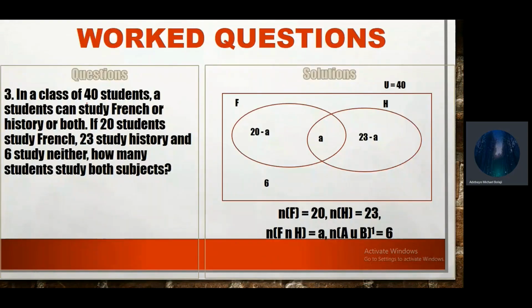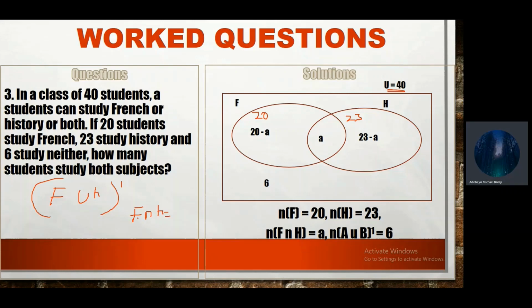The next question says, in a class of 40 students, a student can study French or history or both. If 20, that means our universal is 40 students, which we have here, 40 students. If 20 students study French, that means in French we have 20 students. 23 study history, and 6 study neither. That means 6 is the complement of the union of both French and history. I mean French union history, then complement. That's what we mean by neither. How many students study both subjects, meaning intersection, right? So we are looking for how many students study French intersection history.